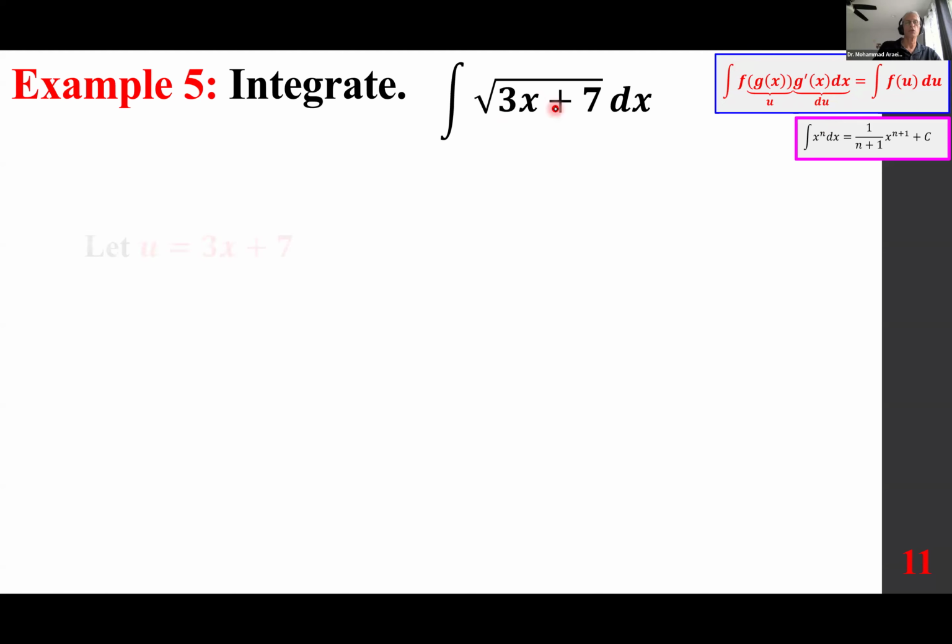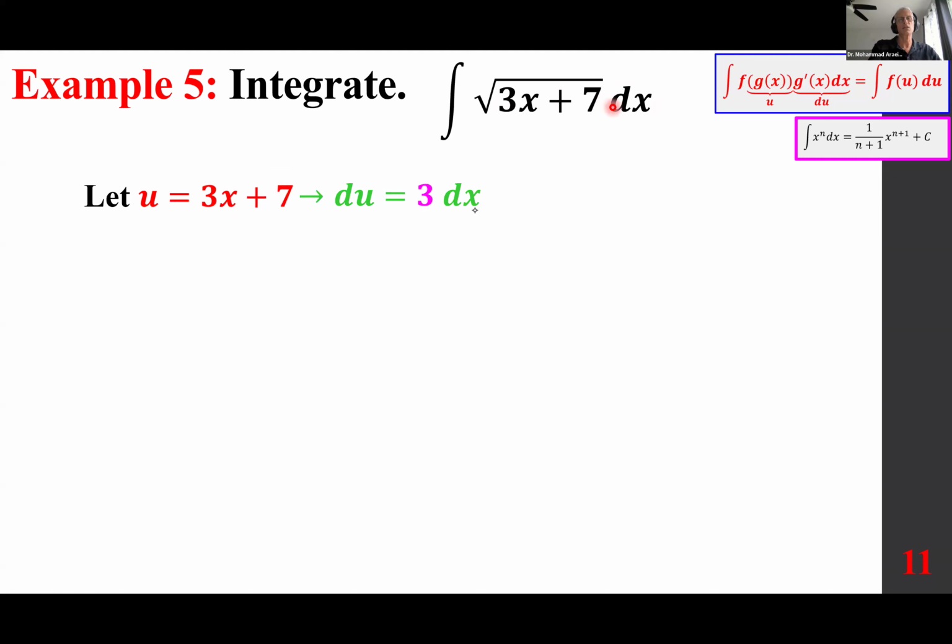3x plus 7 is a choice of u. If you differentiate, you get 3. Therefore, du is 3 times dx. Now, I've shown you before the method by which I solve: when you compare and contrast, you see that over here, number 3 is missing. And I'll show you what I do. I plug in the 3 and undo it.